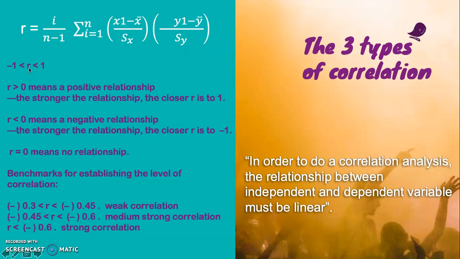Your R takes the value of -1 to 1. When R is above 0, that is when R is larger than 0, it tells you that there is a positive relationship between your variables. The closer R is to 1, the stronger the relationship. When R is less than 0, it tells you that there is a negative relationship between your variables. The closer R is to -1, the stronger the relationship. When R is equal to 0, it tells you that there is no relationship between your variables.